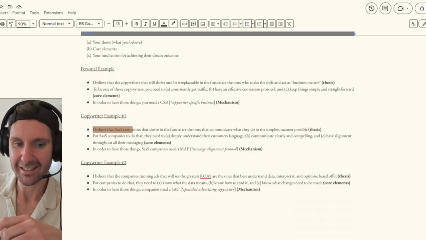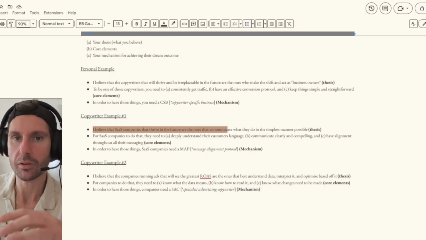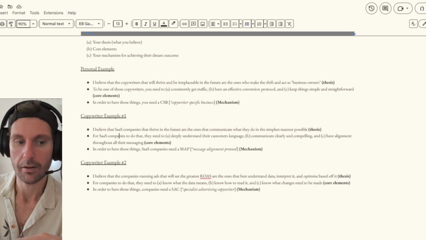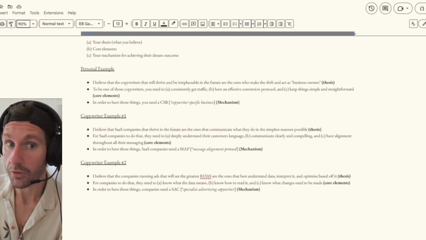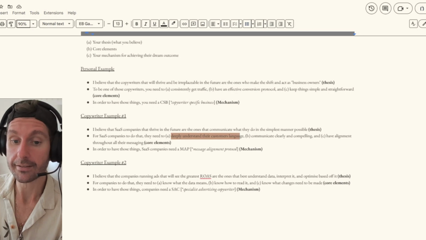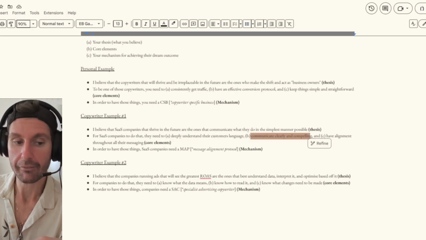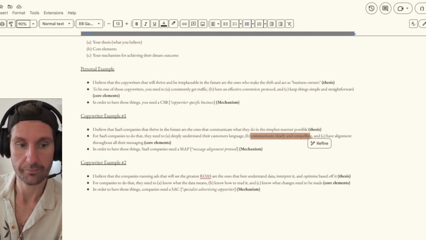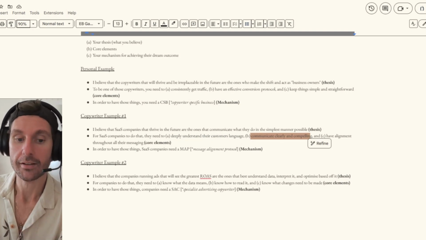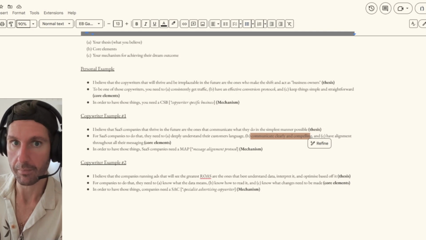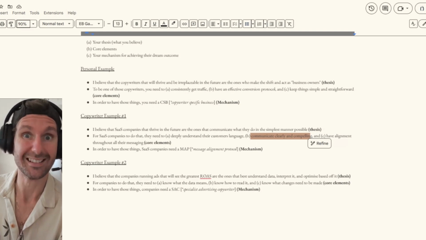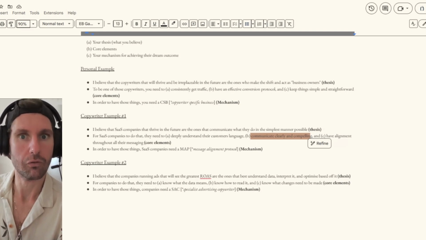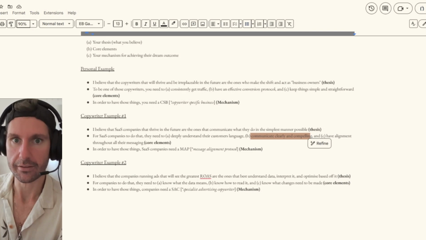I believe that SaaS companies that thrive in the future are the ones that are able to communicate what they do in the simplest manner possible. For the SaaS companies to do that, they need to deeply understand their customers' language, communicate clearly and compellingly, and have alignment throughout all of their messaging. And in order to have those things, SaaS companies need a map. That's my mechanism, a message alignment protocol. If I was a copywriter that specialized in SaaS companies and I did full funnels, that is the thesis that I would have.